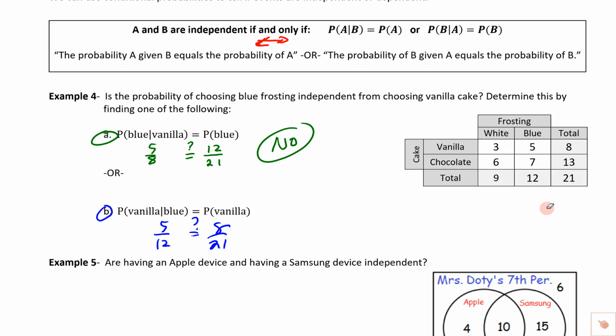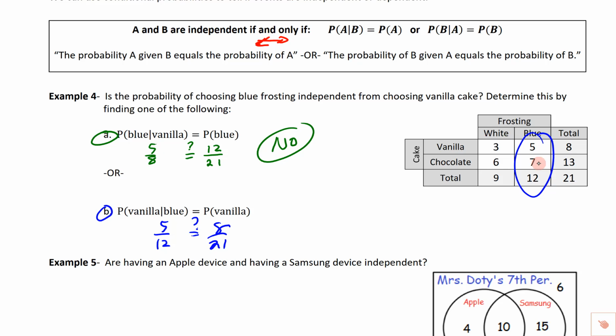So let me take a look at the other one. Make sure we get that one right. This is going to shrink the sample space into just the blue ones, so that's these guys right here. Probability of vanilla given that it's blue, 5 out of the 12. So that's why that's 5/12.